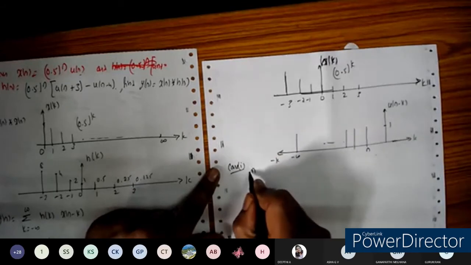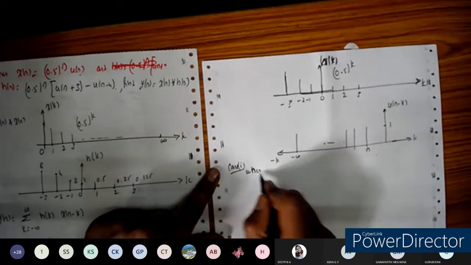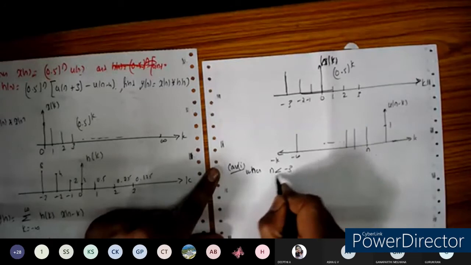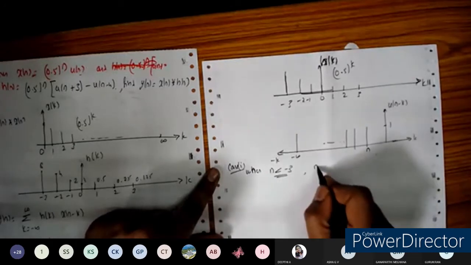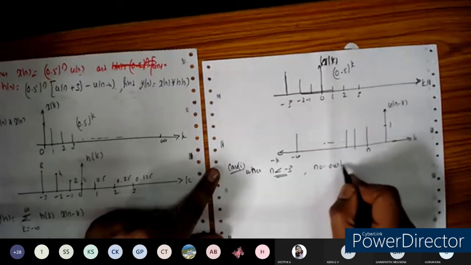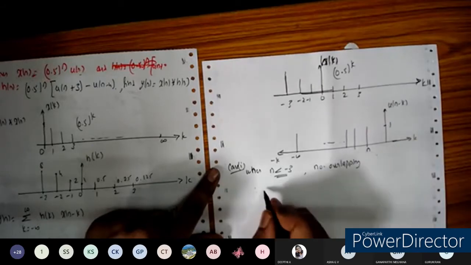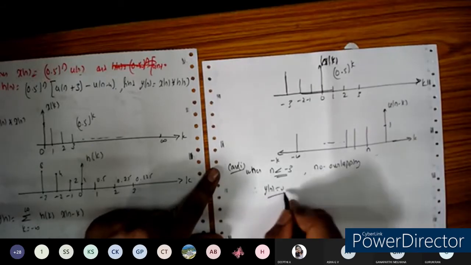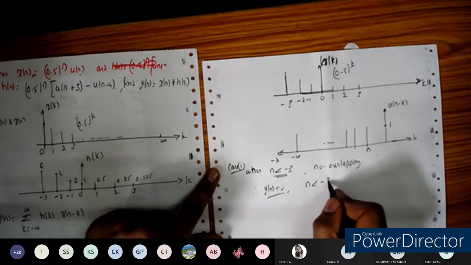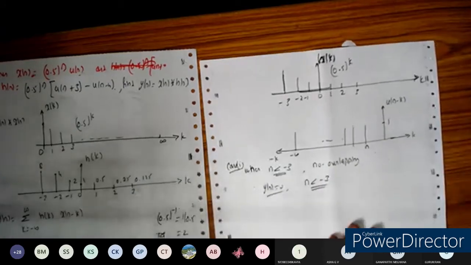So when n is less than minus 3, there is no overlapping of the sequence. Therefore, y of n is equal to 0 for n less than minus 3. Everyone getting it right?